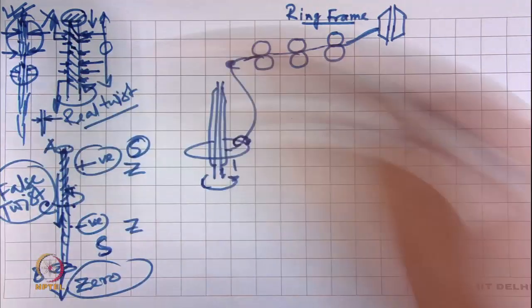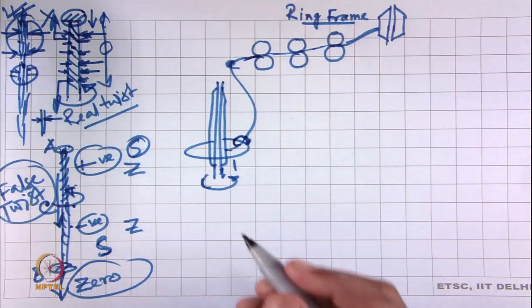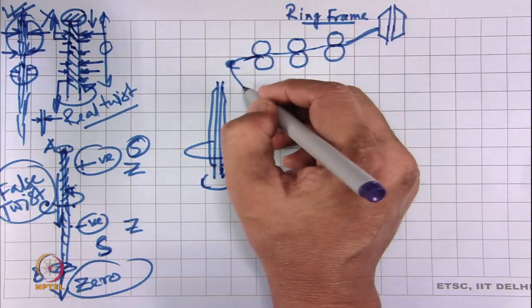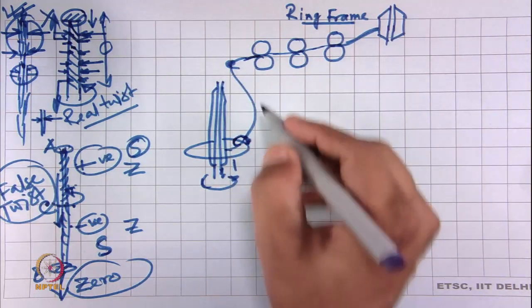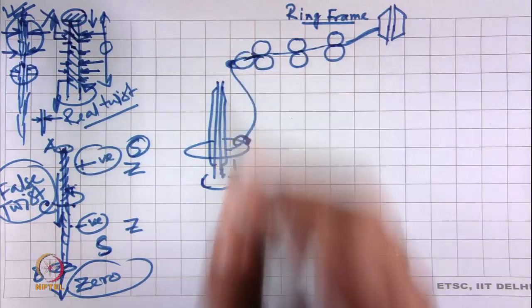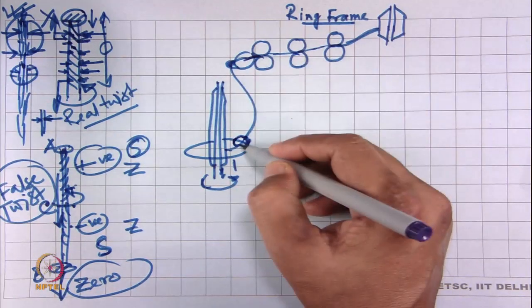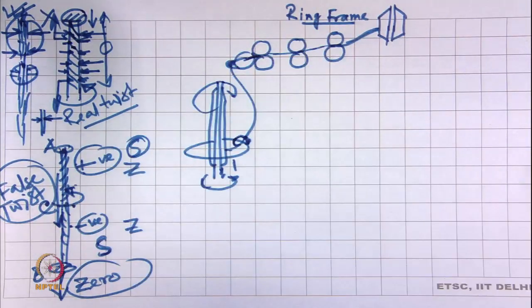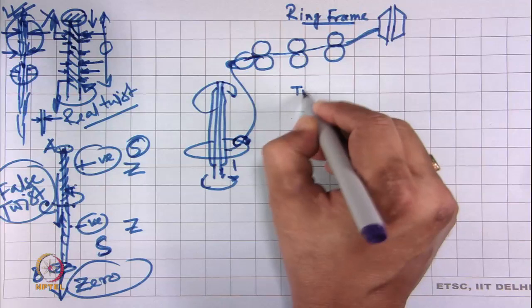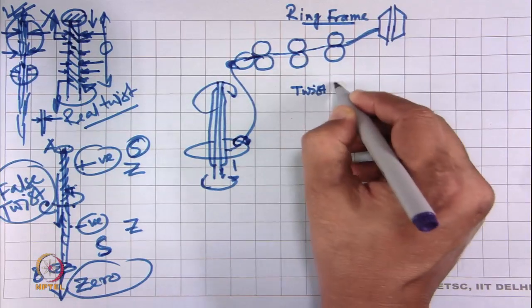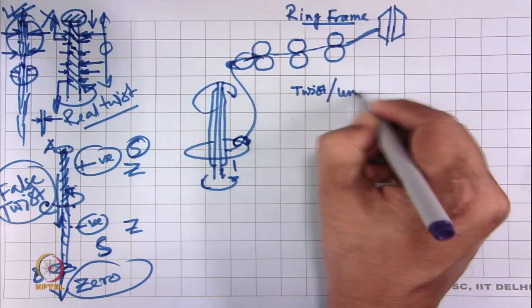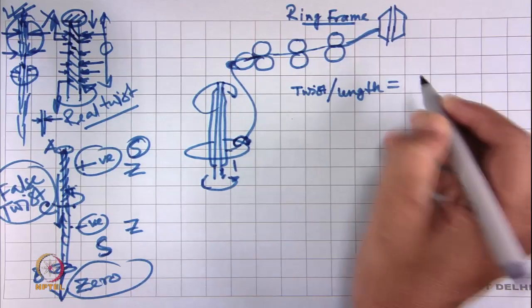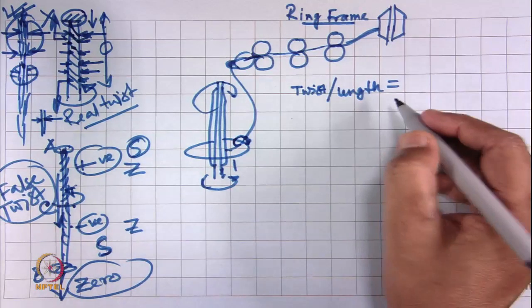rotates. So, due to the rotation of the traveler there will be twist imparted on the yarn strand, and this twist is real twist, because at this end the total bobbin, total spindle is rotating. So, this is imparting real twist, and here we can express this twist in terms of twist per unit length. And how do we express it here?